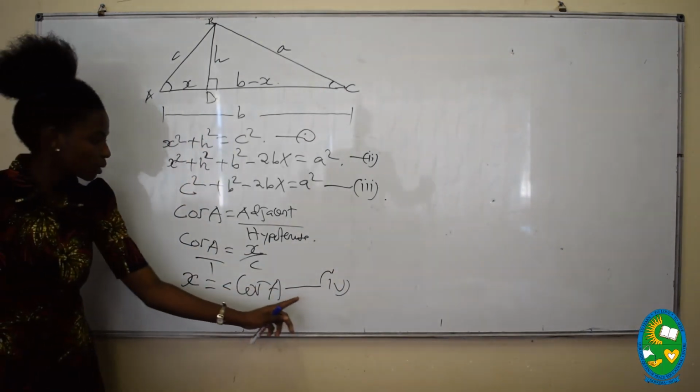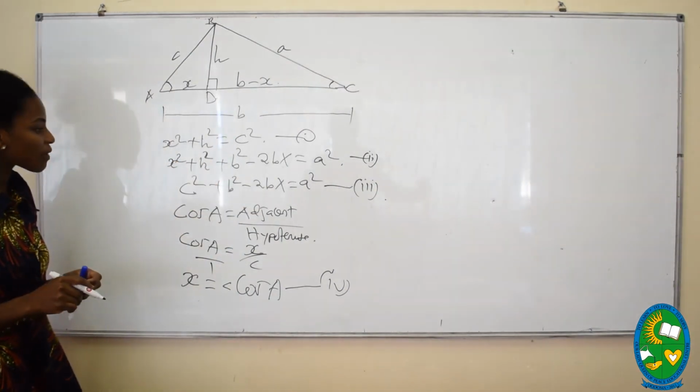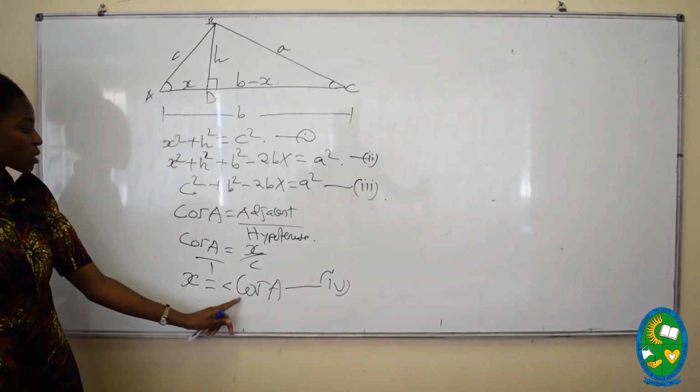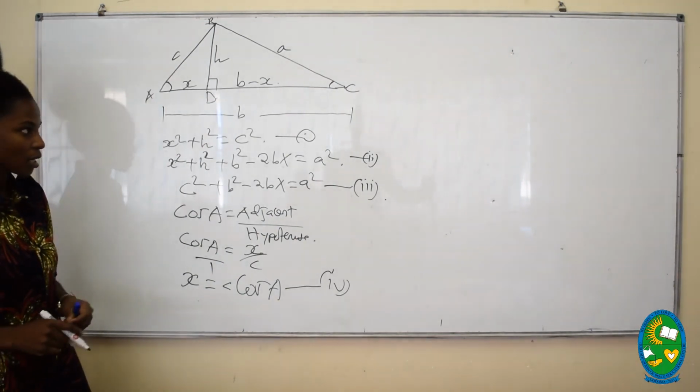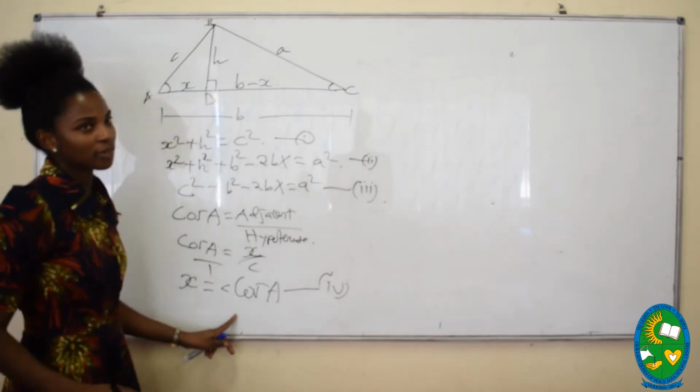Since we have equation 4, now from our third equation, wherever we have x, we are going to substitute c cos of A. So now we substitute equation 4 into equation 3.